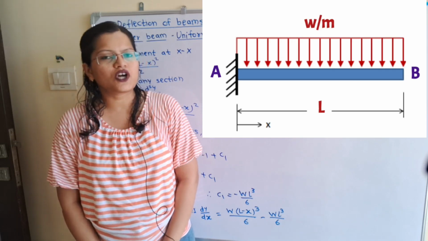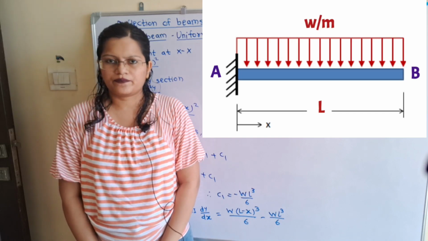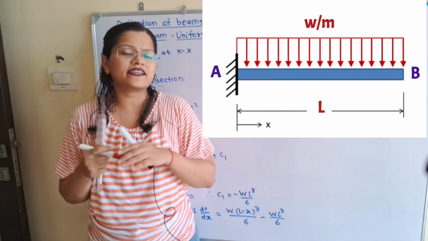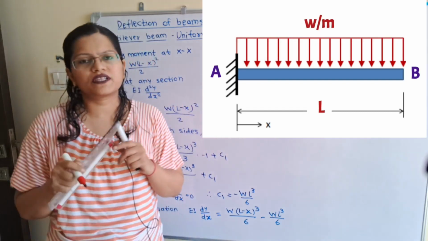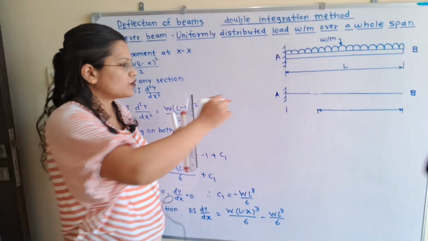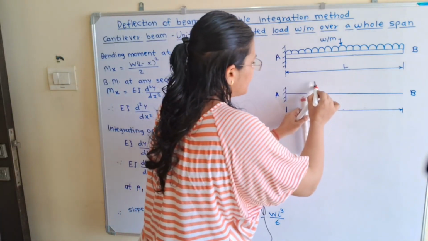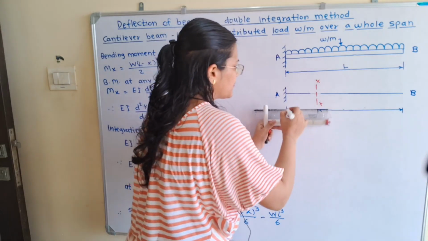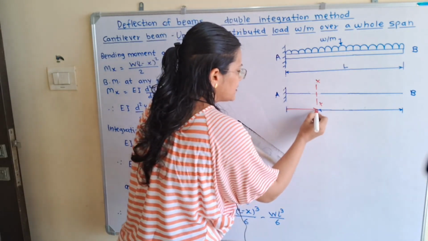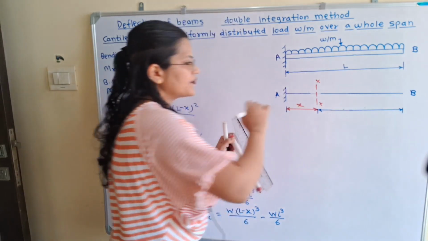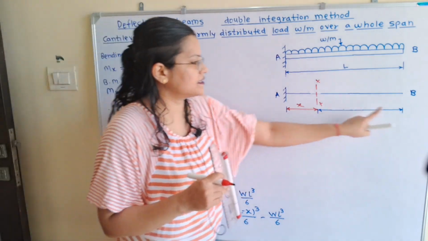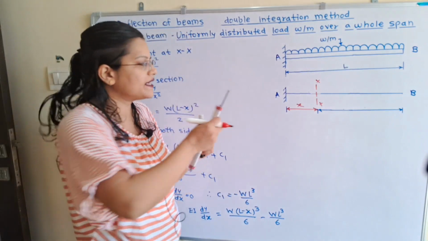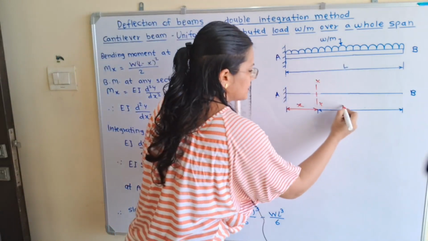We will first draw the free body diagram. We will consider any section XX at a distance small x from the fixed end A. So here is the end A and I will take the section XX here. Its distance from this fixed end A is small x. Now what is the remaining distance? If we observe, the total length is L, so the remaining distance is L minus x.